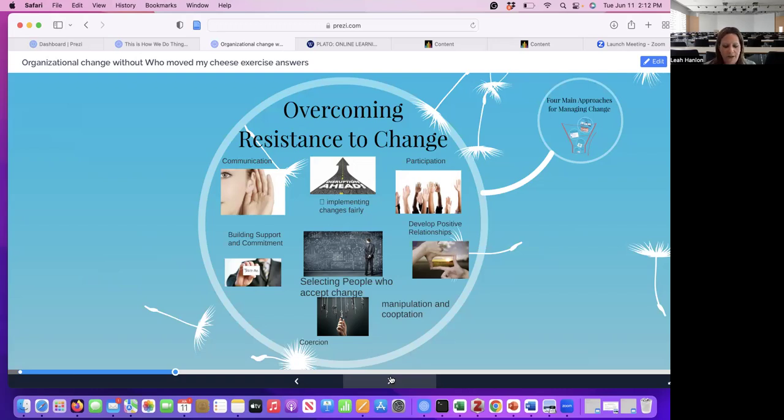Manipulation and co-optation. Manipulation is covert influence attempts, and co-optation is combining manipulation and participation. So the example of this is you might twist the facts to make something seem more attractive and withhold information. But if people become aware that they are being tricked, the credibility that you have as a manager will drop to 0.